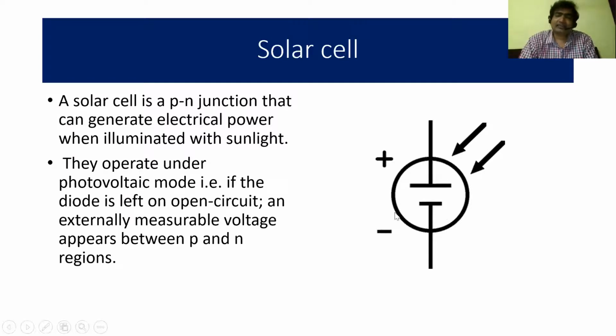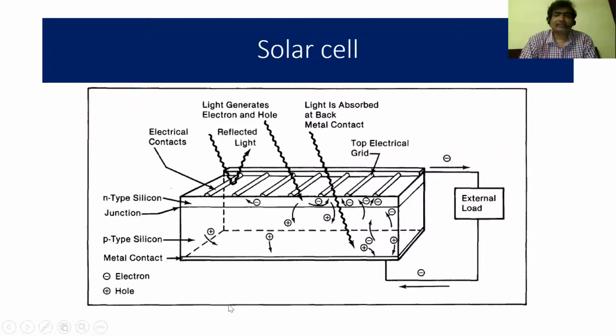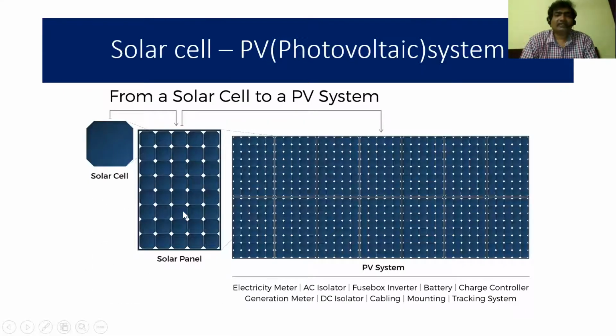So, this is the symbolic representation of a solar cell. This is the construction of the solar cell. Here you can observe this is the P region and this is the N region, and this is the top electrical contact and this is the bottom electrical contact, and this is the external circuit. This is the single solar cell and this is the series of solar cells. And this solar cell is also called a photovoltaic cell, PV cell.